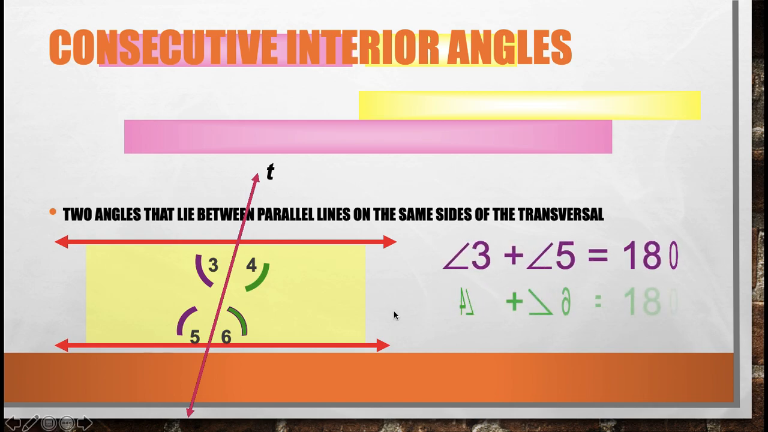And what are their properties? Angle 3 plus angle 5, that is consecutive interior angles, their sum is equal to 180 degrees. So here you have to learn two properties. Consecutive interior angles lie between the parallel lines on the same side of the transversal, and their sum is equal to 180 degrees. Angle 4 plus angle 6 is 180 degrees.